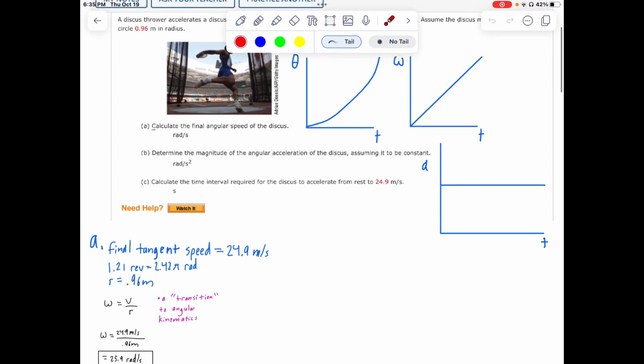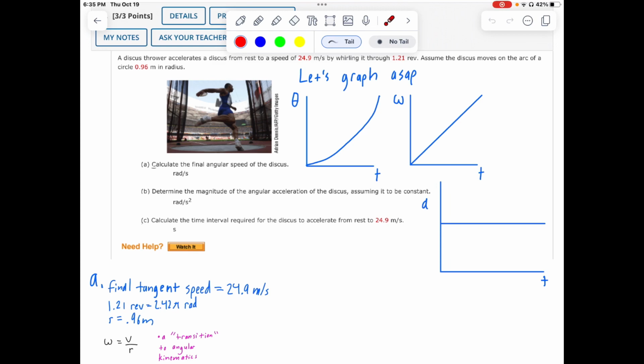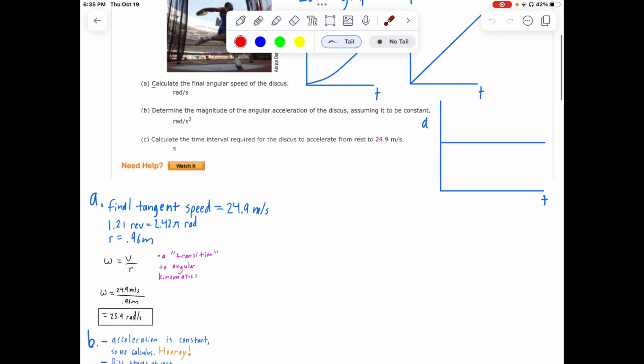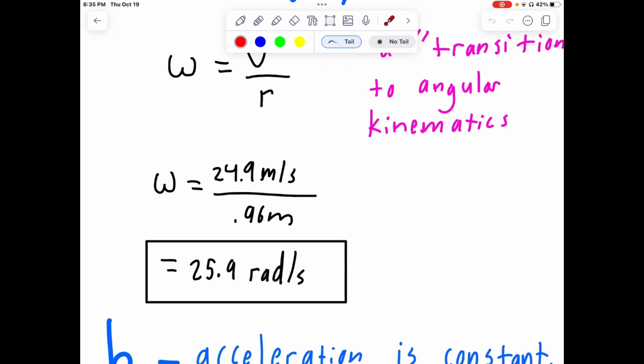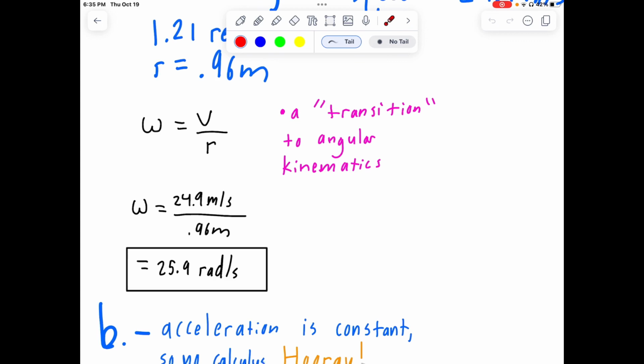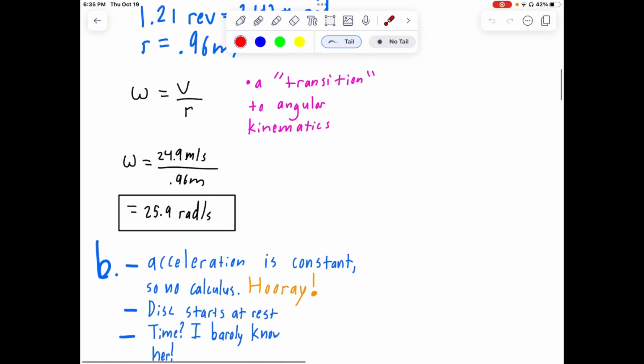Okay, so part A asks us to calculate the final angular speed of the discus. We have our givens that I went over. We know the formula: angular speed equals regular speed, or linear speed, over the radius. We plug in those two numbers, and then we get 25.9 radians per second. What I like to think about this formula is that it's kind of a translation to angular kinematics with that dividing by the radius there. And then we put that in WebSign, it's all good.